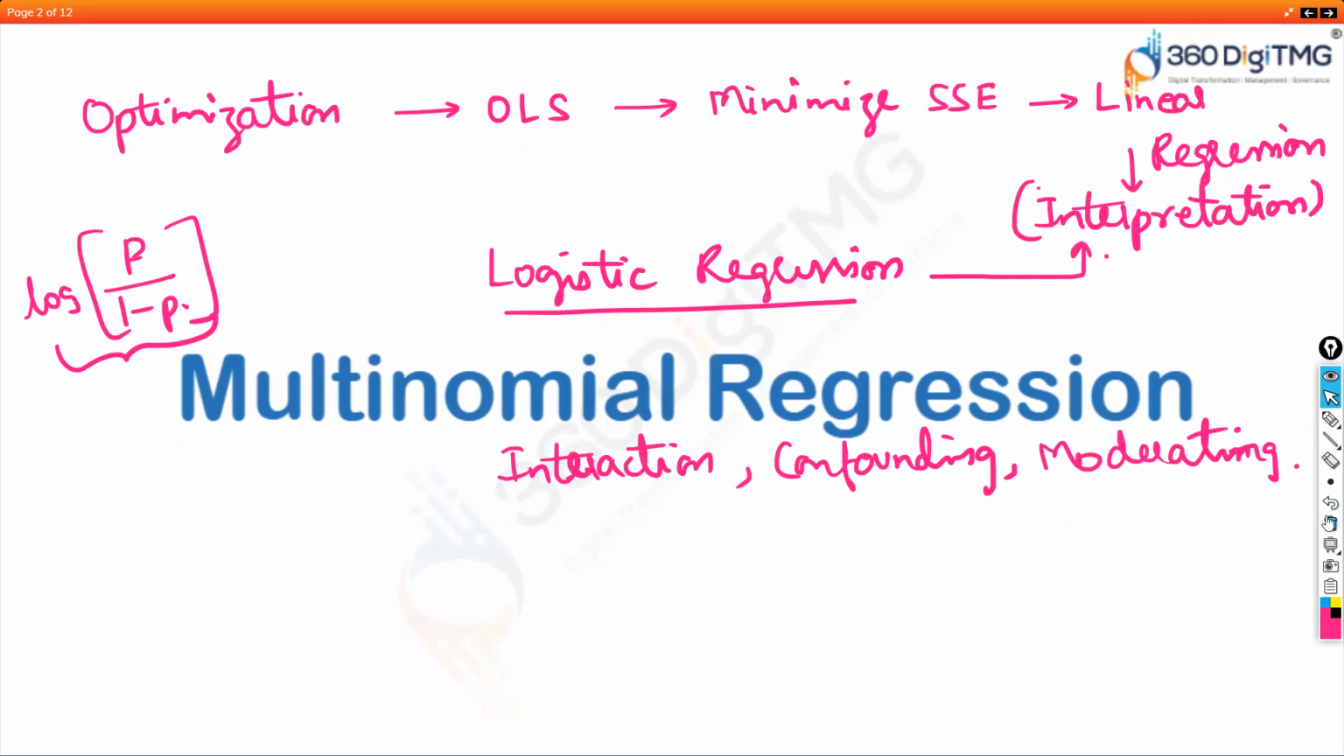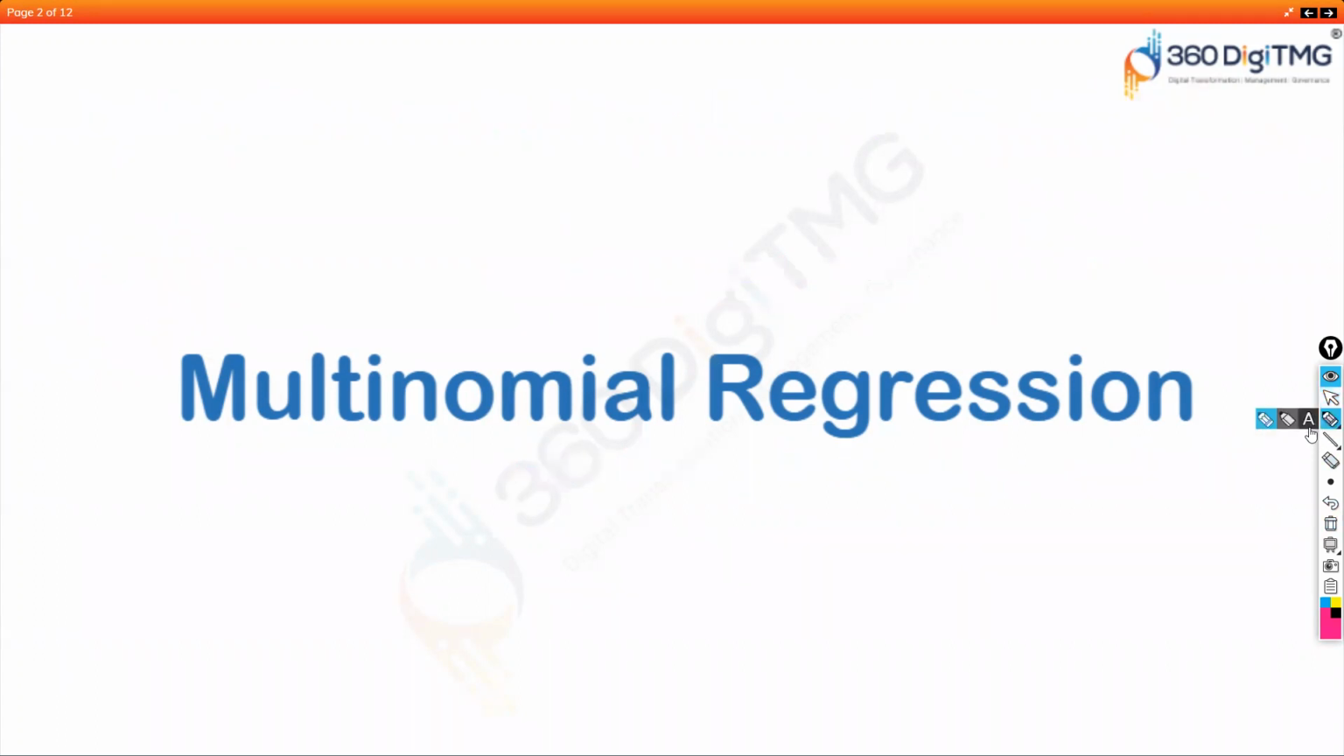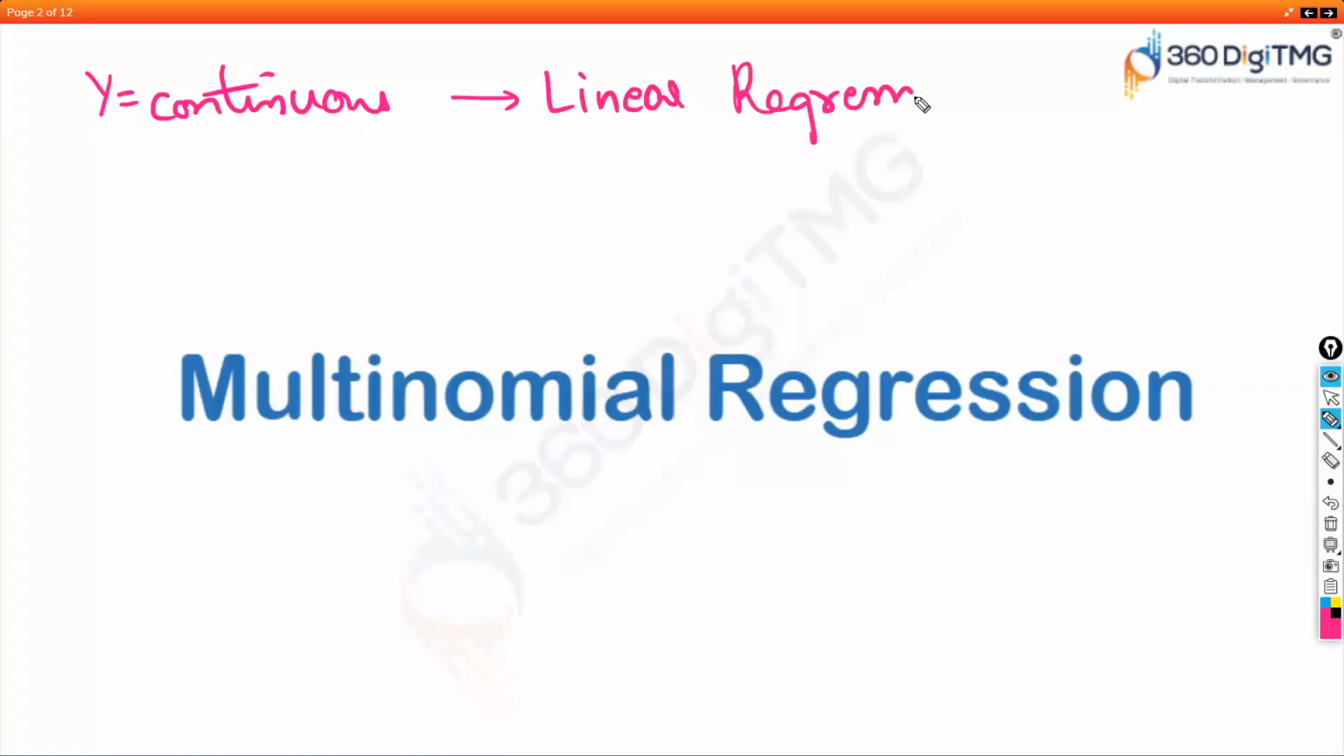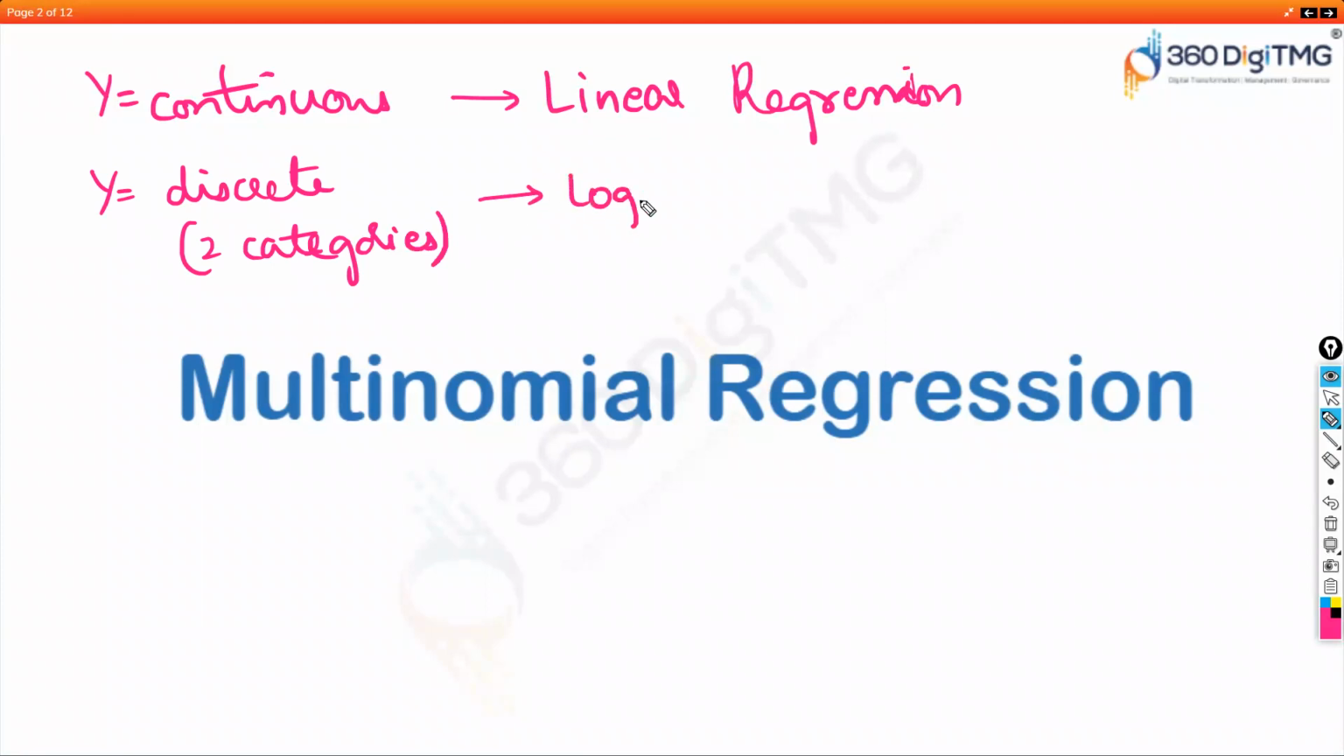Okay. So now we have to proceed further with the next set of algorithms. If your output variable is continuous, we proceed further with linear regression. If the output variable is discrete, and if you have two categories, then we proceed further with logistic regression.